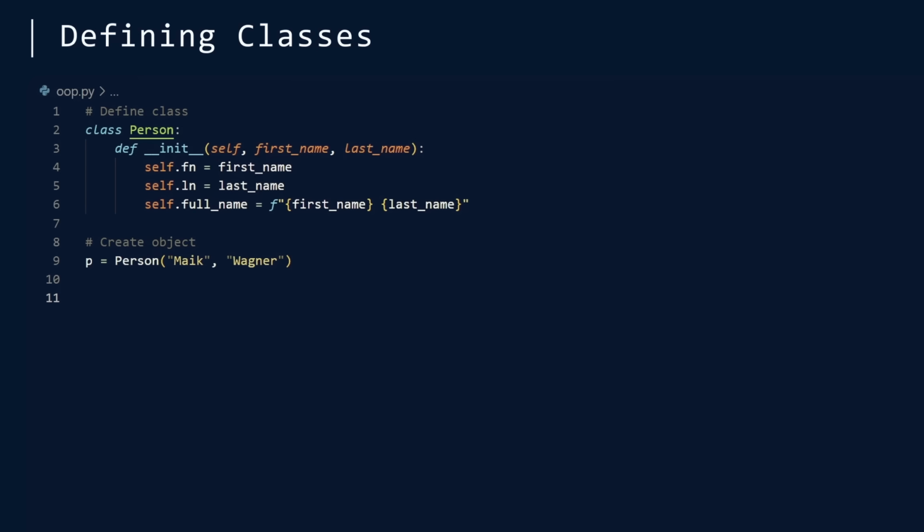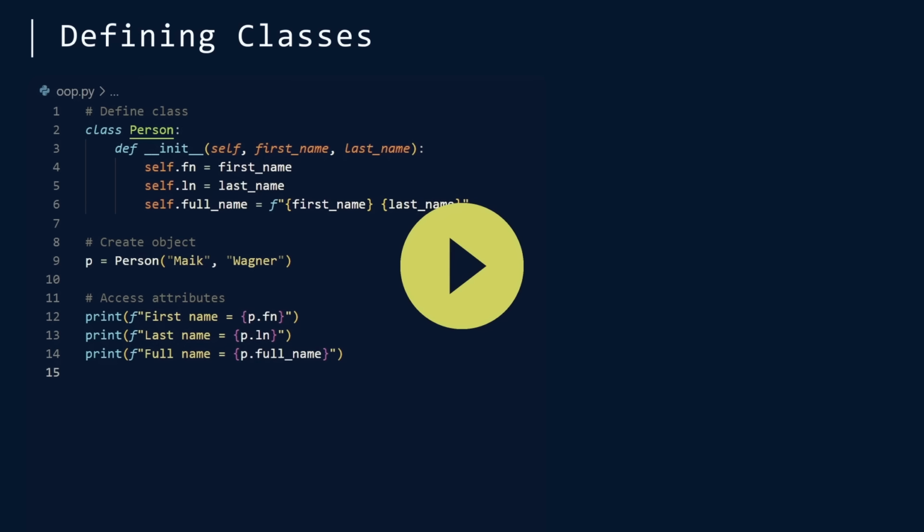Also, there are 3 important terms to know. When you pass values to a method, these values are called arguments. When defining a method, these variables are called parameters. And when you assign the parameters to object variables, these are called attributes. P is now an object. In the constructor, we defined 3 attributes. We can access each attribute by name. Run.